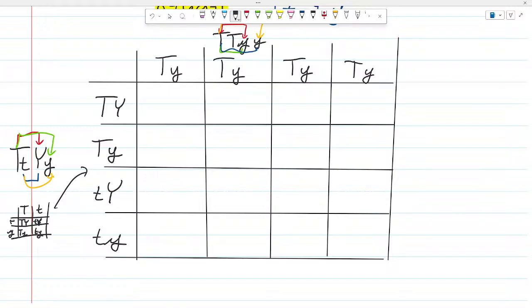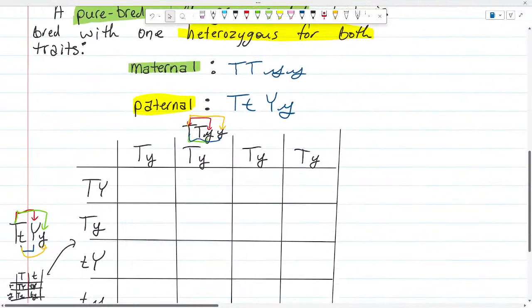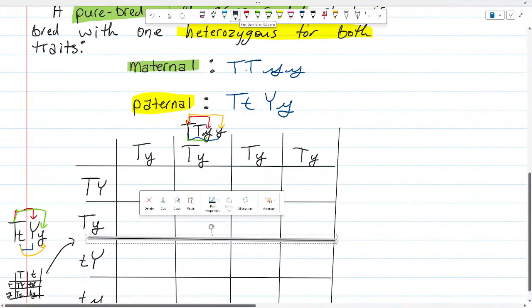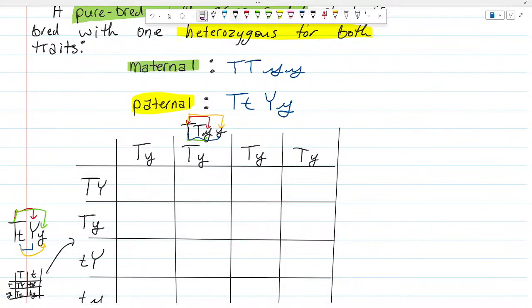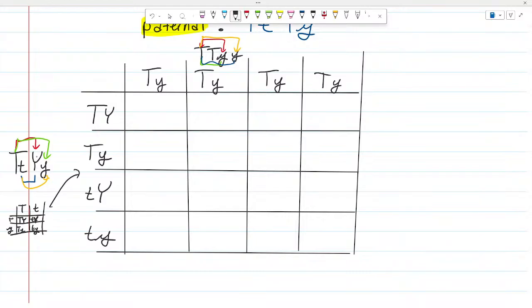The important thing is these have to be all the possible sex cells that this type could produce. Does that make sense? In this case, no matter what we do, they're always going to be the same because mom is always going to pass on a big T and she's always going to pass on a big Y. But the paternal one, in this case, is as complicated as it could be, because the paternal plant here could pass on big T or little t and could pass on big Y or little y. Does that make sense? All right.